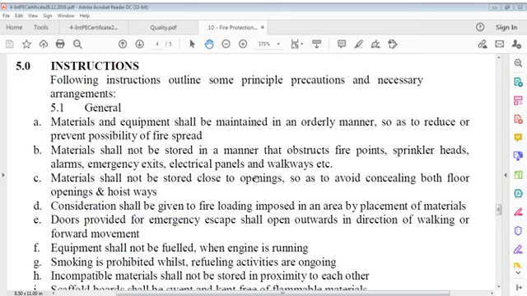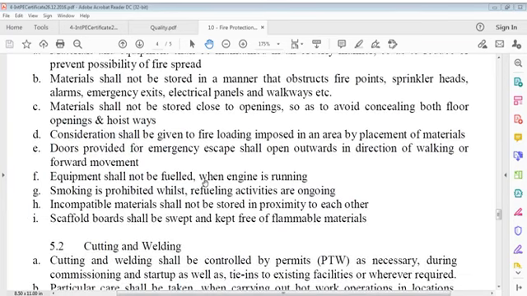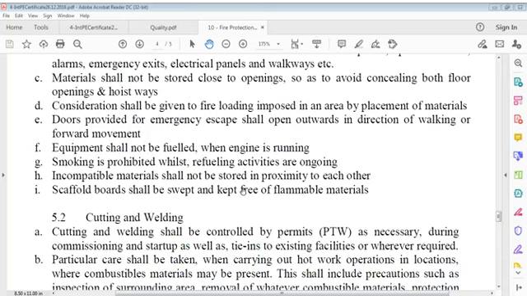Materials and equipment shall be maintained in an orderly manner so as to reduce or prevent possibility of fire spread. Materials shall not be stored in a manner that obstructs fire points, sprinkler heads, alarms, emergency exits, electrical panels and walkways. Materials shall not be stored close to openings so as to avoid concealing both floor openings and hoistways. Consideration shall be given to fire loading imposed in an area by placement of materials.